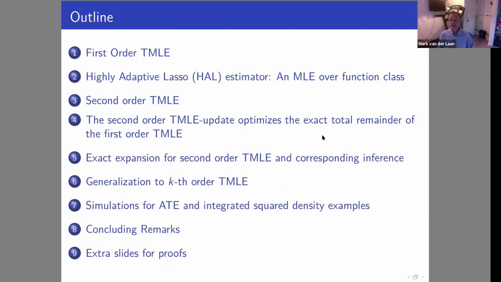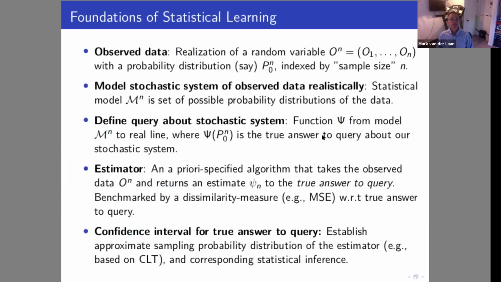I then focus on defining the second order TMLE. I demonstrate that it optimizes an exact remainder of the first order TMLE and thereby makes it a third order remainder. I present an exact expansion for the second order TMLE, which also allows for higher order inference and understanding. I show the generalization to k-th order TMLE so that you actually work with a k+1 order remainder. And we'll show simulations for the average treatment effect and also another example, which is of more theoretical interest and has been studied accordingly, which is the integral of the density squared. And then we end with some concluding remarks.